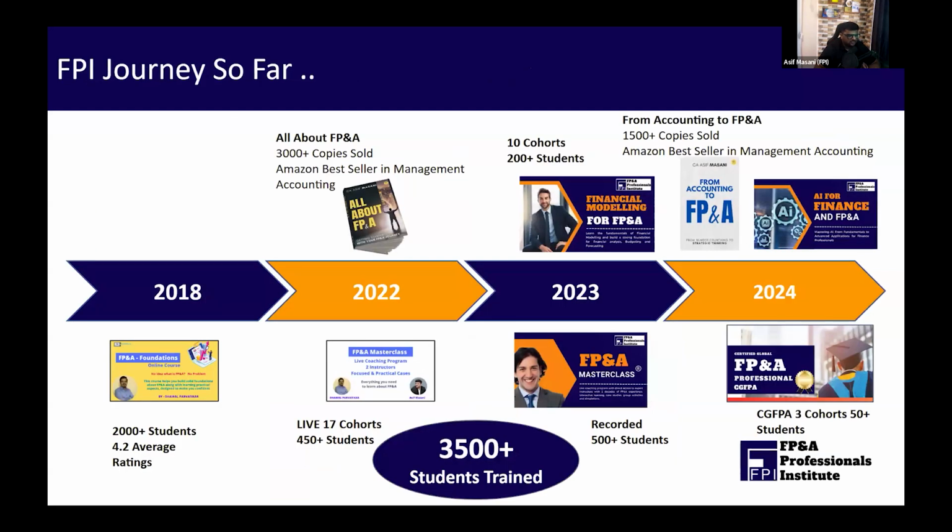FPI's journey so far. Dhaval started the foundations course back in 2018, so that was 7 years back. Right now, it has been taken by more than 2,000 students. I think that might be an older number. It might be 2,500 by now. So 2,000 students have taken that program, average rating of 4.2. That was, I believe, the very first program ever on FP&A.